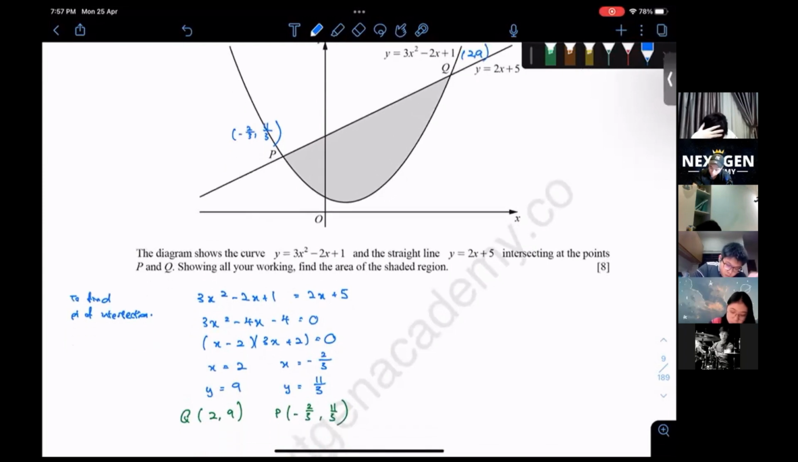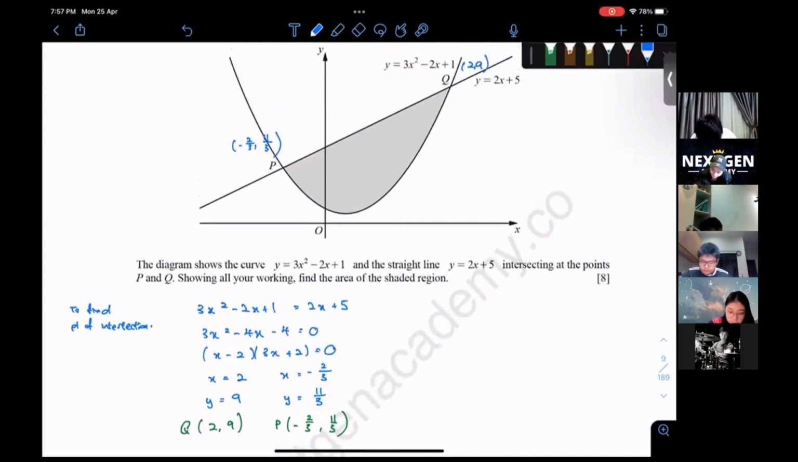Okay. What's next? After you get these 2 points already, what do you do? Then integrate the 2x plus 5, upper limit is 2, lower limit is negative 2 over 3. Then minus integrate 3x squared minus 2x plus 1, the upper limit is 2, the lower limit is negative 2 over 3. Do you put it all in one equation? No, I put in 2 equations. Okay, cool. Wait, we stop there first.